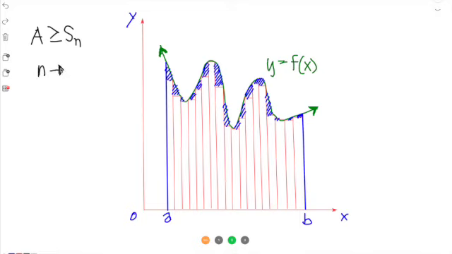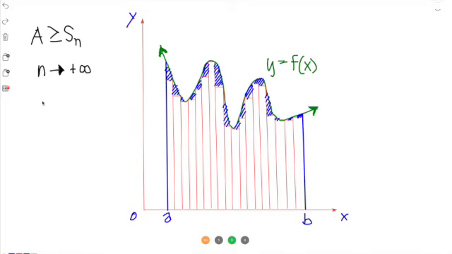Alright, so we can say that as n approaches, or increases without bound, that is, approaches infinity, the value of S of n becomes closer and closer to the area that we wish to approximate. So we can write, we are looking for this limit where n increases with no bound up to a limit wherein S of n would be equal to A.